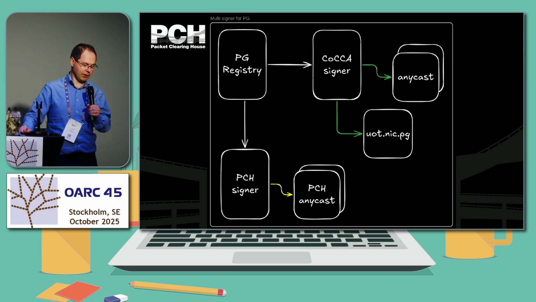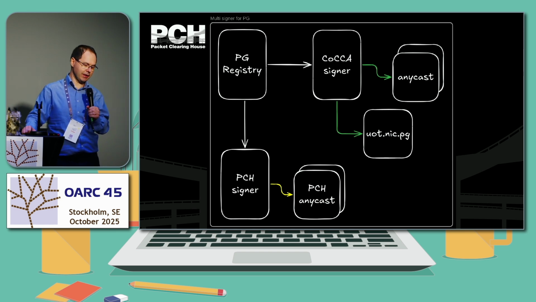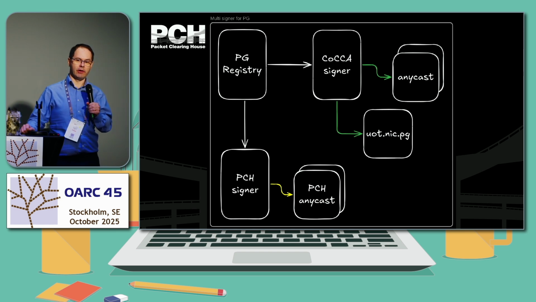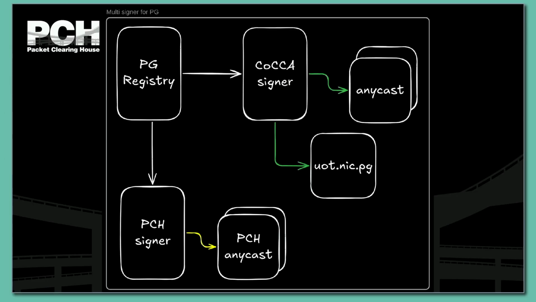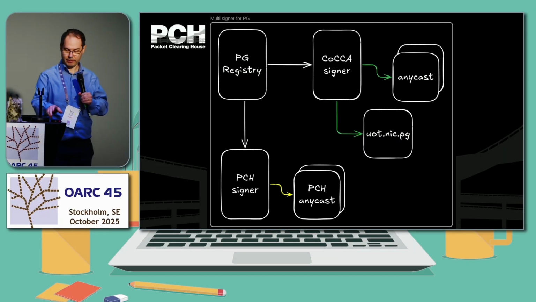I use some colors in my slides, and they have meaning, so this is consistent throughout my slides. There is the registry, which generates the zone every time it's set to generate. There is one organization doing signing, which is the COCO signer, and the other one is the PCH signer. They each use a different ZSK. One of them is denoted by green, the other one is yellow.